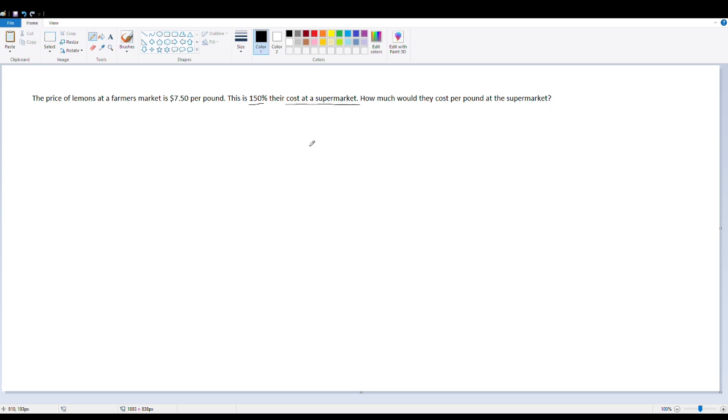Now, if you think about it, $7.50 and 150% of their cost, it means it's a markup. It's a markup, which means we're multiplying. Markup means multiply. Markup equals... Actually, now that can be confusing.